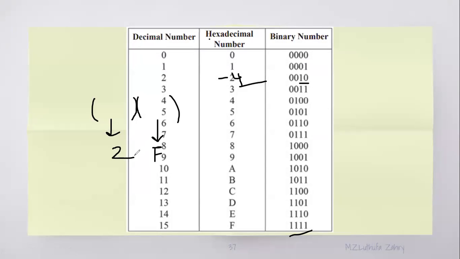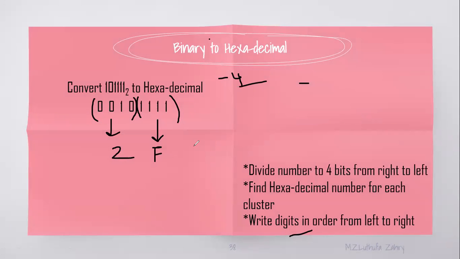So this is 2. And this is going to be actually 2F. The answer is 2F base 16. Okay, clear? This is how you have to do the conversions.